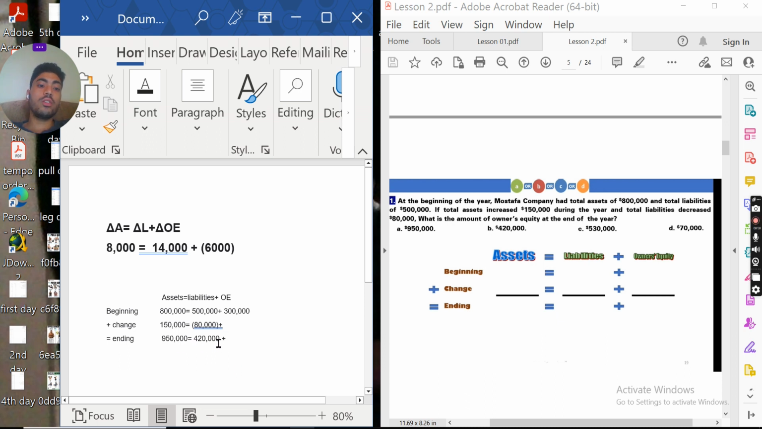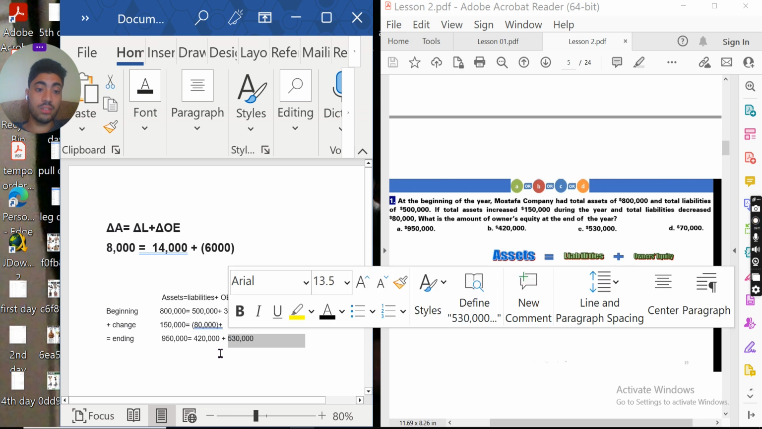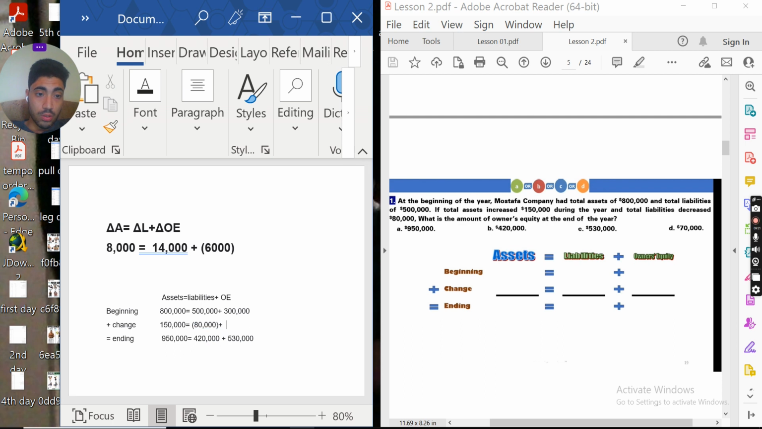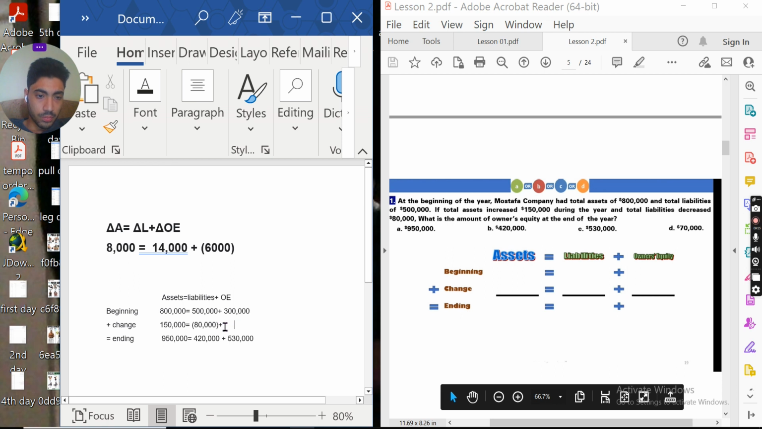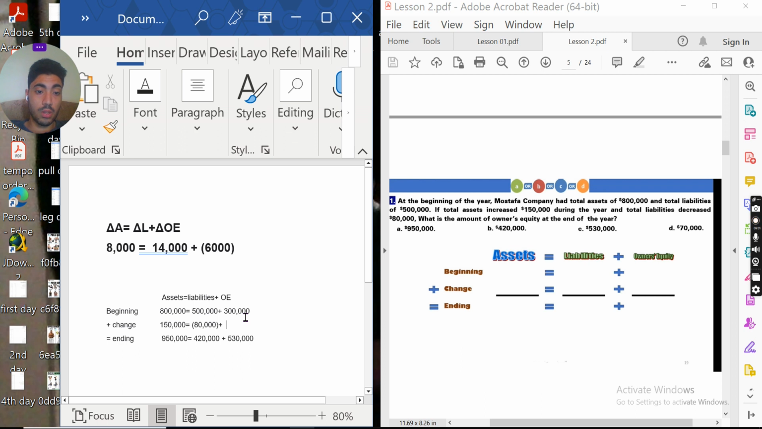$950,000 equals 420,000 plus 530,000. Correct. So this is the ending that we want to get from the beginning. This is a solution. We should fill out all the info, but only if needed. In that case, I will fill this info in to make sure that you have understood well.